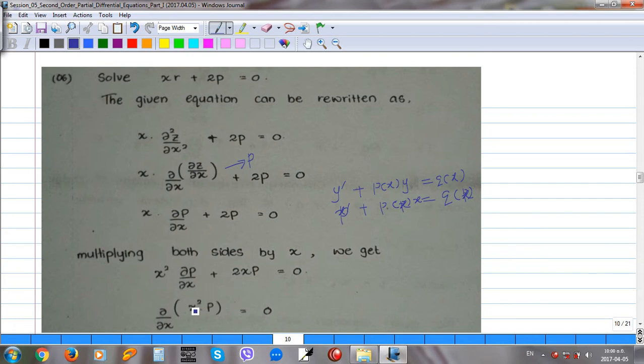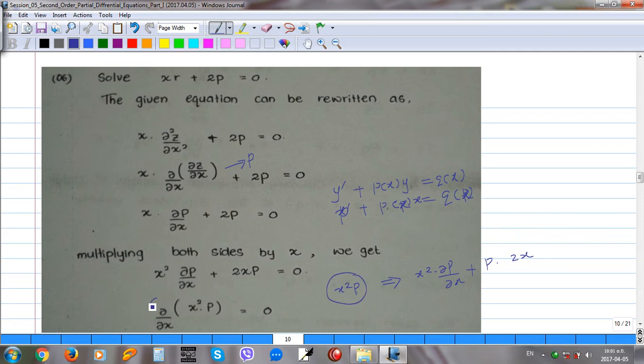that this is a differentiation of x squared p. If you differentiate x squared p, what we get is x squared times ∂p/∂x plus p times, if you differentiate this, that comes to 2x, right? Then if you look at this one here, x squared times ∂p/∂x plus 2xp, it means that is this one. You can write this one in this form.